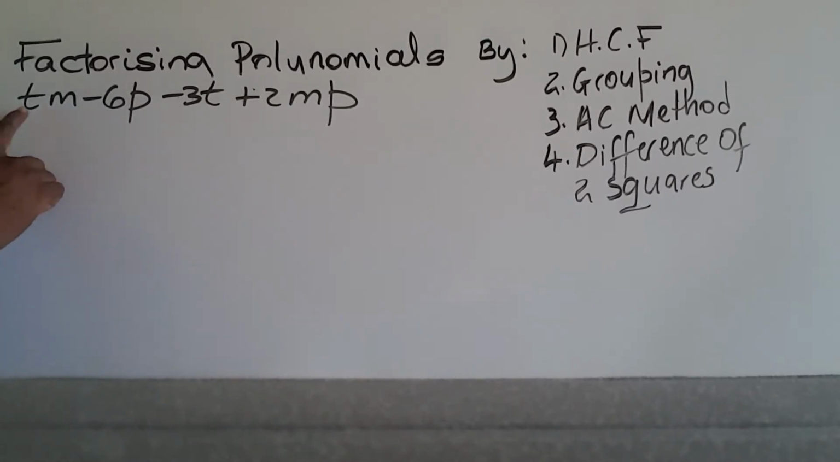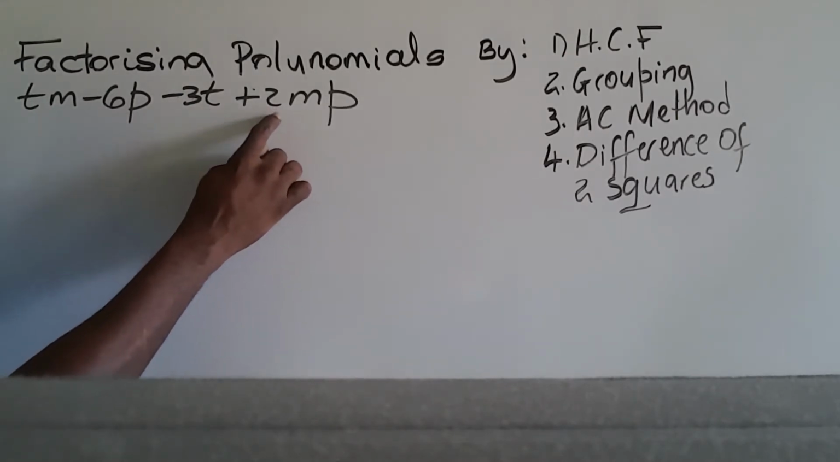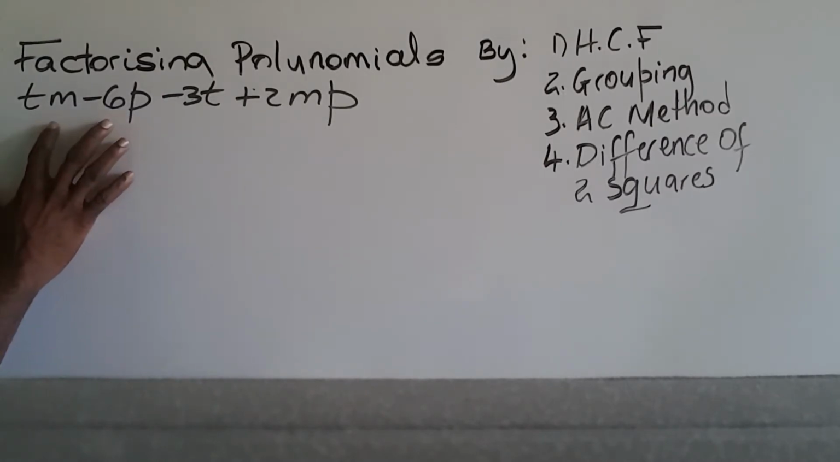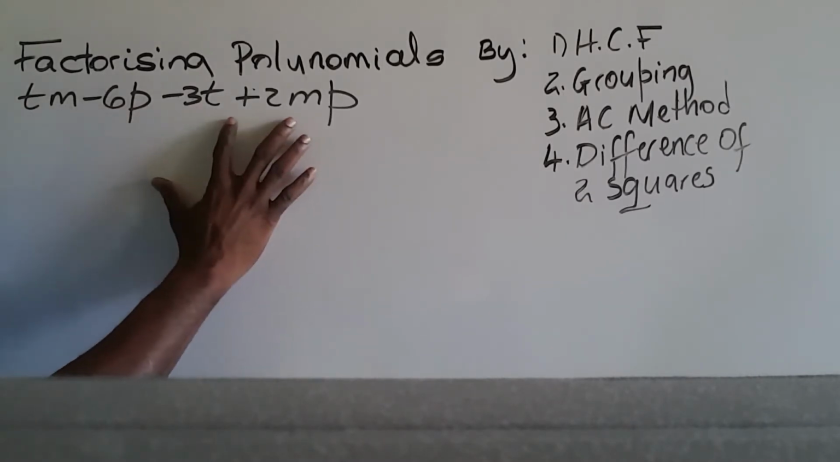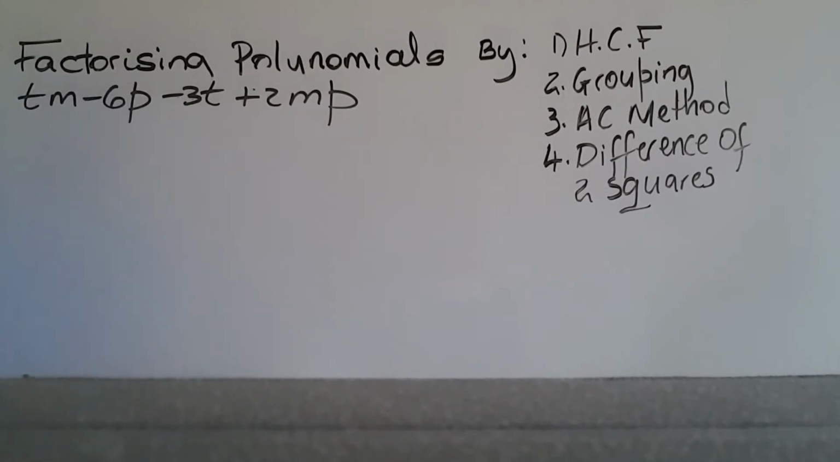For example, we have tm minus 6p minus 3t plus 2mp. If I was to group these, there is nothing common between these two pairs. I can't find a highest common factor. And then I look here, I still don't see a highest common factor. So what it means then, I need to rearrange this so that each pair would have something in common.